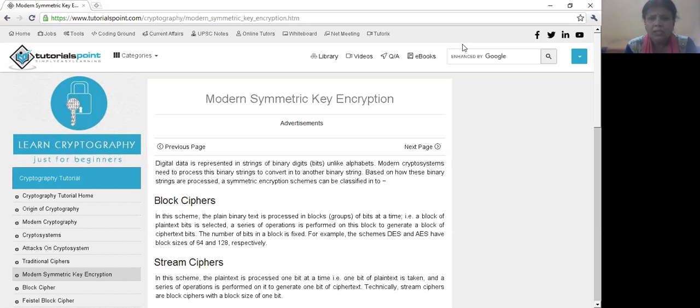Next, we come to what a stream cipher is. In a stream cipher, the plain text is processed one bit at a time. That is, one bit of the plain text is taken and a series of operations is performed on it, and we generate one bit of ciphertext. Technically, stream ciphers are block ciphers with a block size of one bit. Means in a stream cipher, we process one bit at a time, whereas in a block cipher, we process more than one bit at a time. A block size can be either 64 bits or 128 bits.